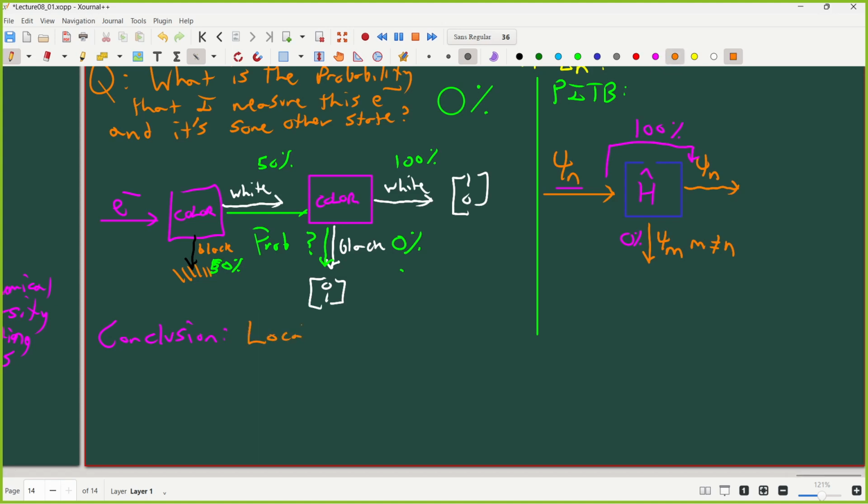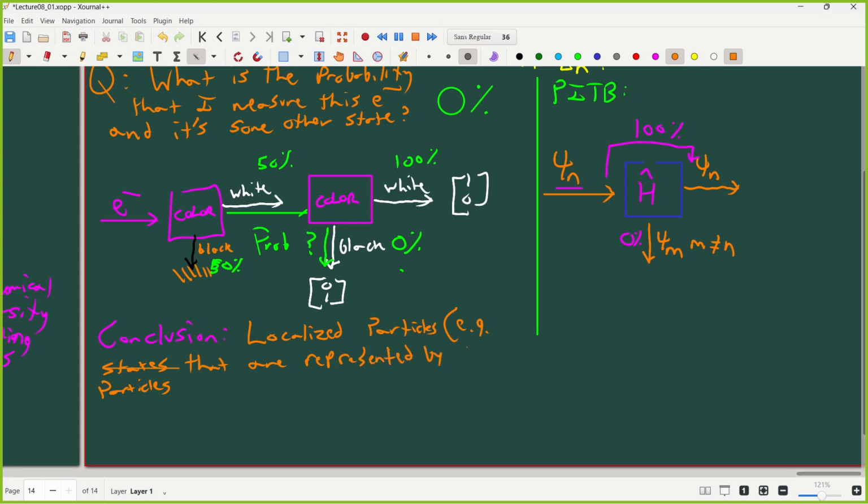localized states, which means e.g. states that are represented by one state are localized systems, localized particles, e.g. particles that are represented by a single state always exist in that state, never change.